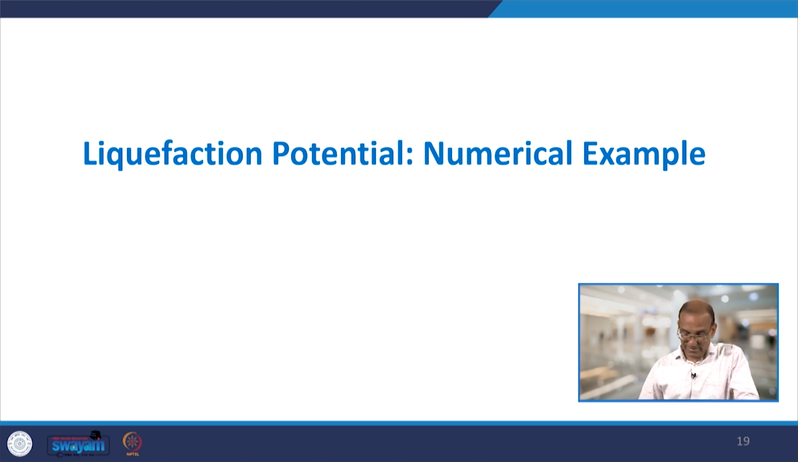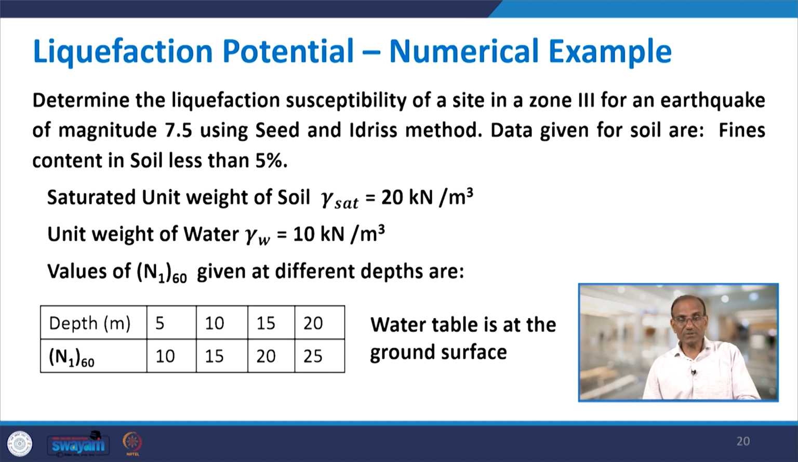One numerical example we are going to discuss is a very simple numerical example based on the SPT data. Suppose SPT data is available to you for a site. You need to determine whether liquefaction will occur or not. If liquefaction occurs, up to what depth it will occur, and after what depth it will not occur. So, this is a simple example, and please try to understand it clearly.